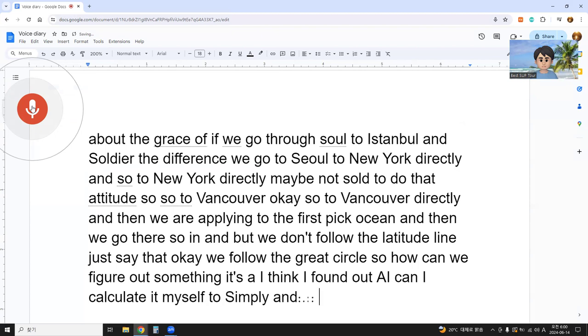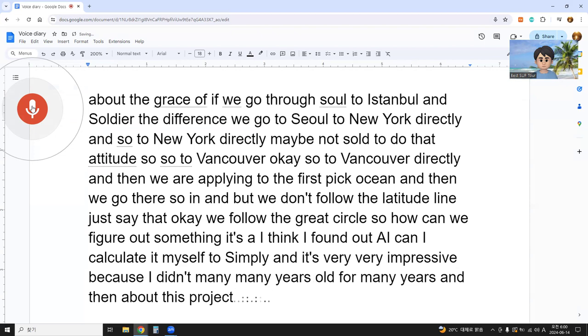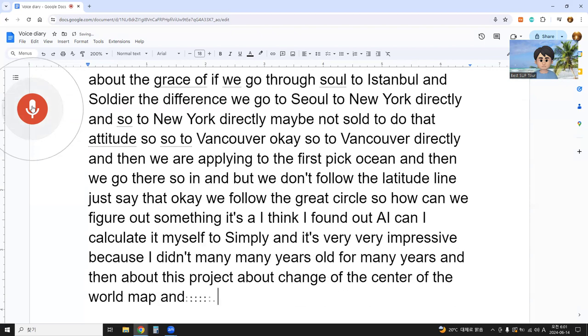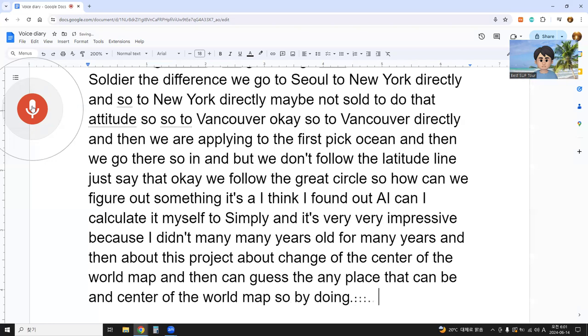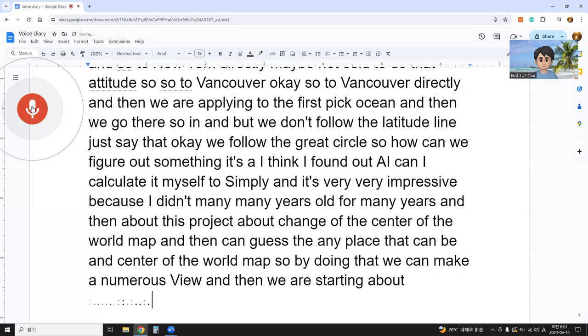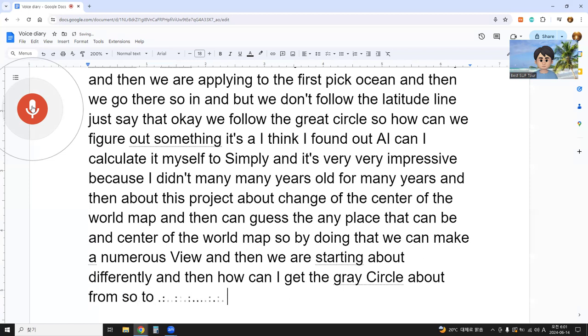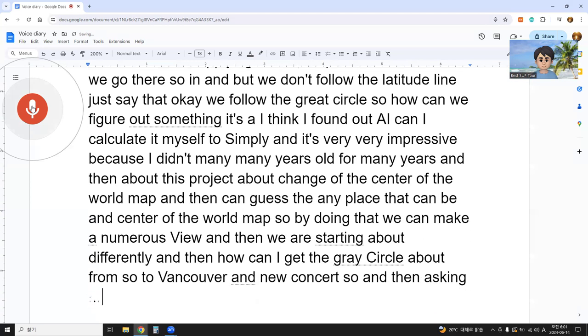And it's very impressive because I did this for many years, about this project, about changing the center of the world map. Any place can be the center of the world map. By doing that, we can make numerous views and study differently. So, how can I get the great circle from Seoul to Vancouver? New concept. So I'm asking AI to let me know the great circle from Seoul to Vancouver.